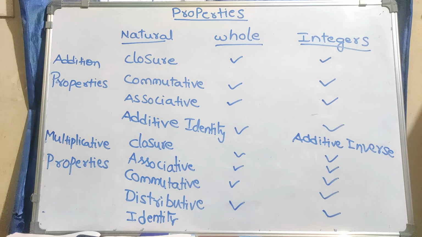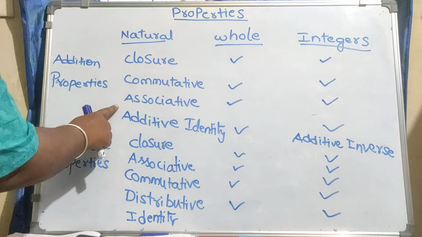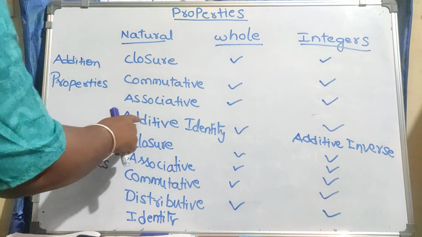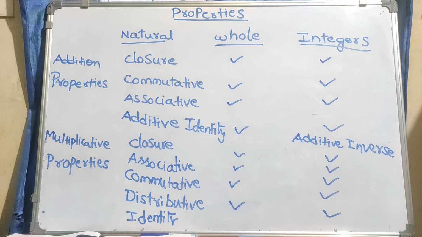Usually there are two kinds of properties we have. Mainly we use addition properties and multiplicative properties. We have subtraction properties and division properties also, but we will focus more on the addition properties and the multiplicative properties. So, when we are focusing on natural numbers, what are all the properties we have in addition? Closure property, commutative property, associative property, and additive identity. These are the main four properties we have in terms of addition.